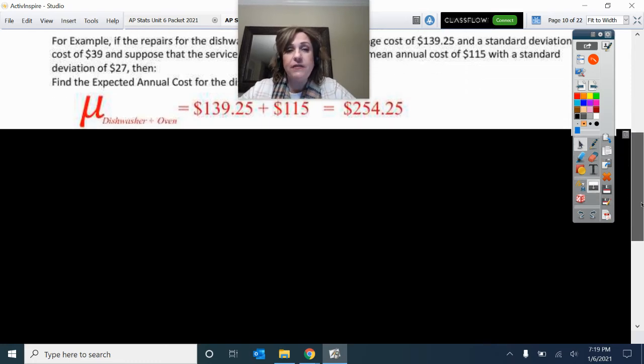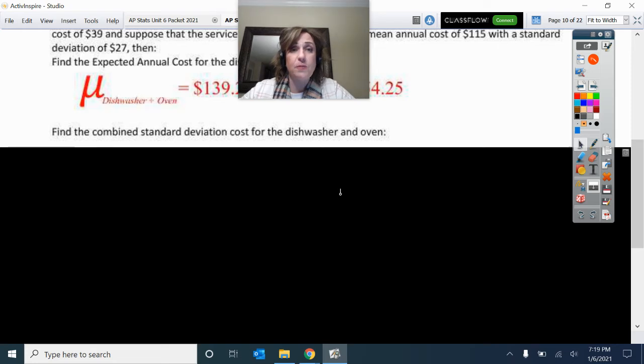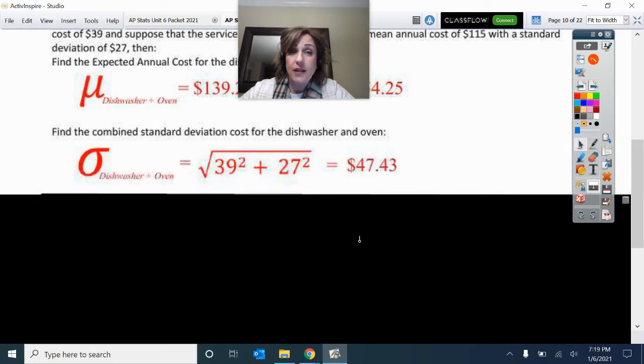But let's do the standard deviation. Remember, the standard deviation has the special rule. It's going to be through the Pythagorean theorem of statistics. So we're going to have the square root of the dishwasher standard deviation squared plus the oven standard deviation squared. And so that comes out to 47.43. See, the variability is not quite as much as just adding 39 and 27.